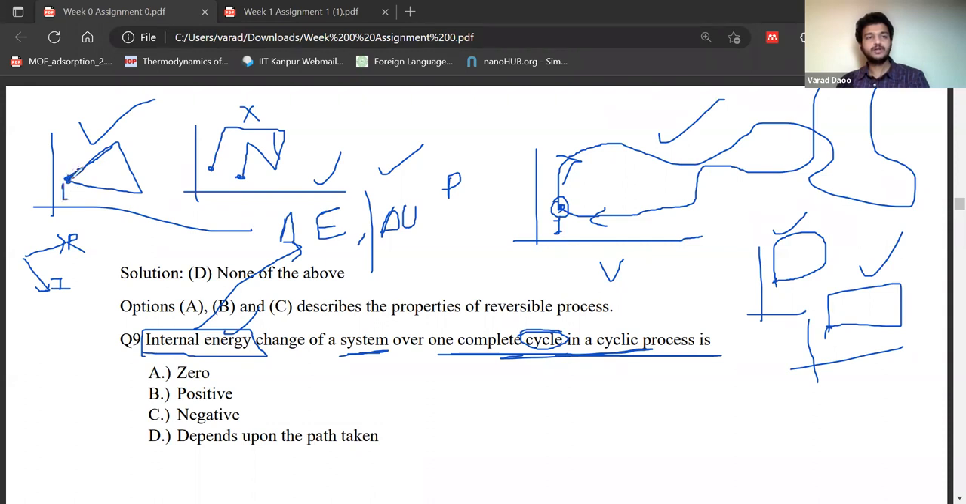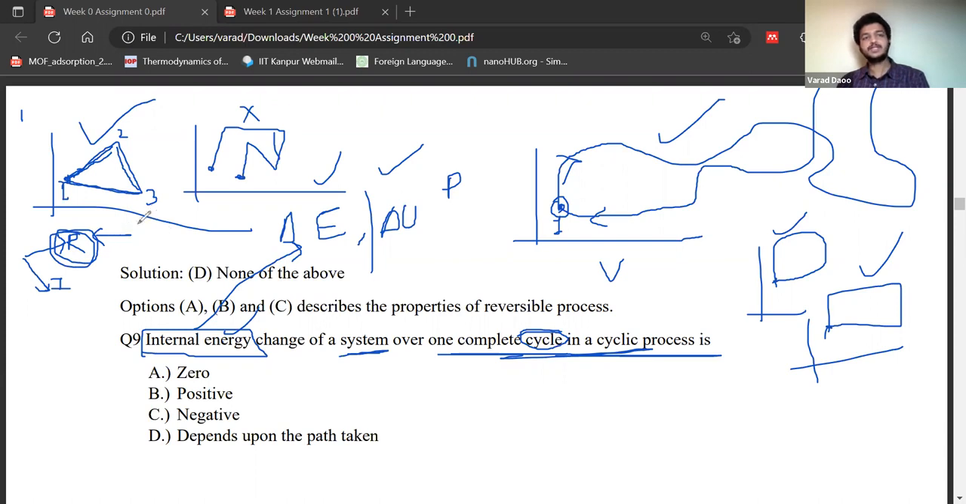So this is, let's say, 1, 2, 3, 1. So 1 to 2 is one process, 2 to 3 is another process, and 3 to 1 is again another process. If all the processes in a cyclic process are reversible, then we say it's a reversible cycle.